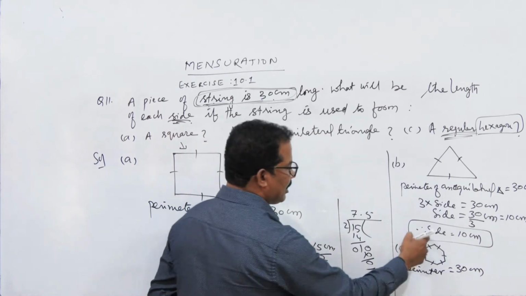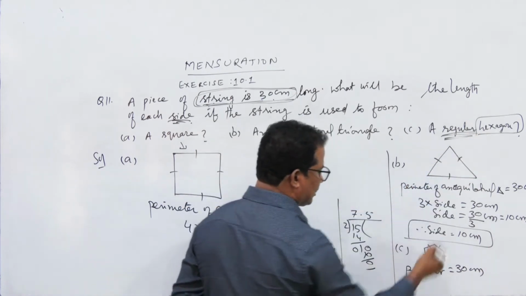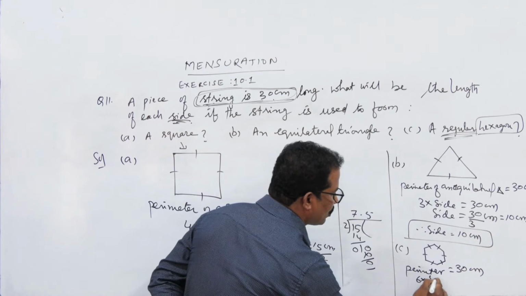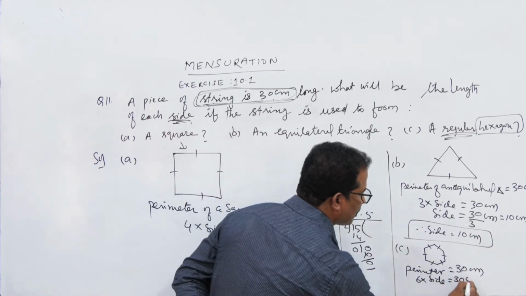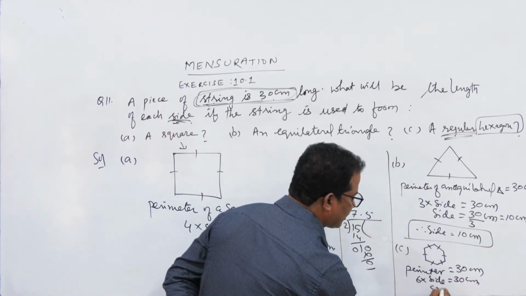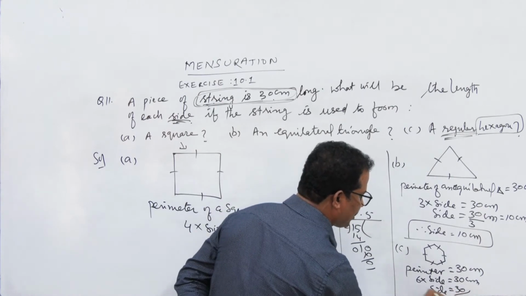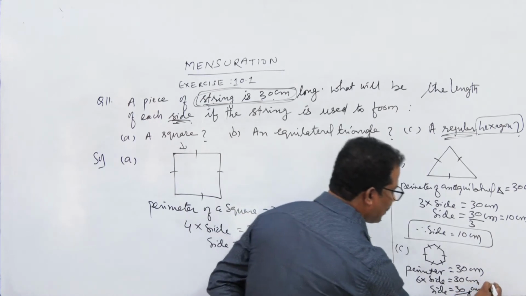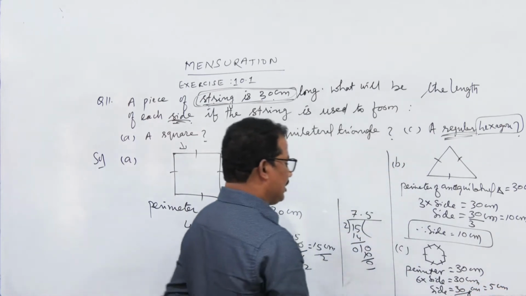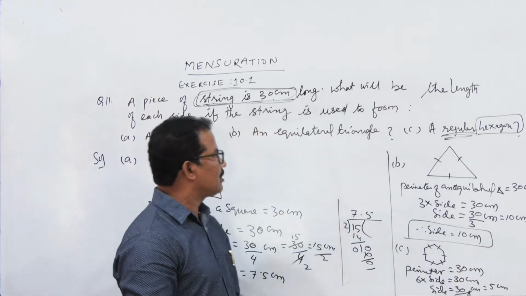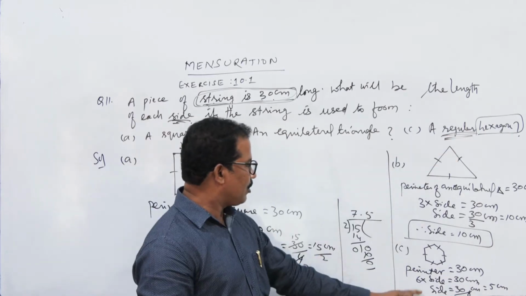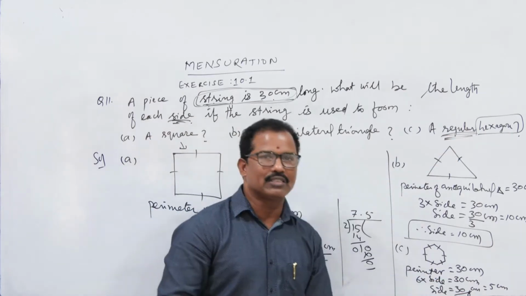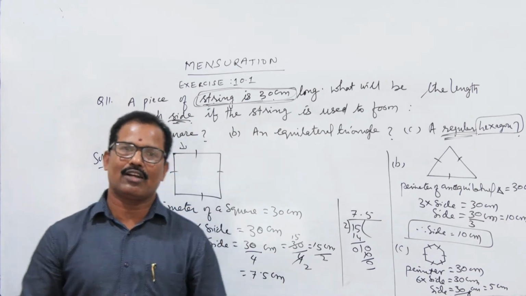And we know that here how many sides are there for a hexagon? 6 sides. That is 6 into side is equal to how much? 30 centimeter. And the side is equal to 30 centimeter by 6. If we divide 30 by 6, we will get 5 centimeter. So for the last question, for a regular hexagon, the side of this regular hexagon is equal to how much? 5 centimeter only. Understand all of you?